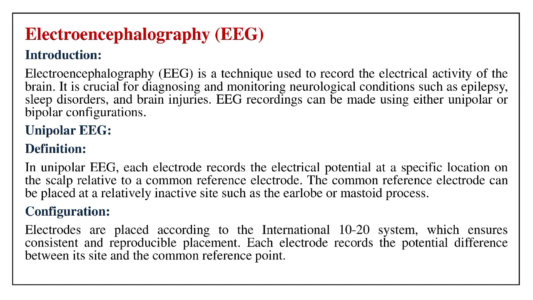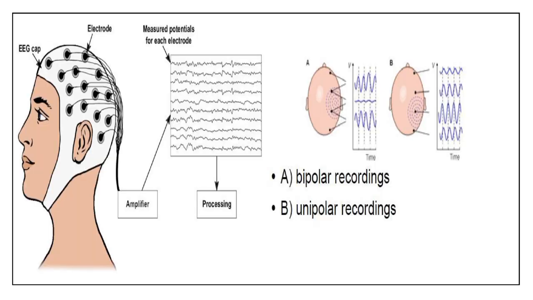Unipolar EEG. Definition. In unipolar EEG, each electrode records the electrical potential at a specific location on the scalp relative to a common reference electrode. The common reference electrode can be placed at a relatively inactive site such as the earlobe or mastoid process. Configuration. Electrodes are placed according to the International 10-20 system, which ensures consistent and reproducible placement. Each electrode records the potential difference between its site and the common reference point.